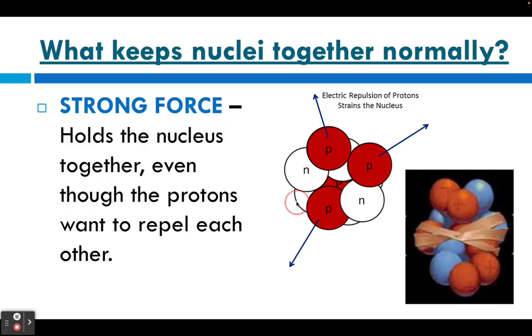And the strong force is a result of neutrons. So the number of neutrons adds stability and strong force to the nucleus. That's what's keeping the protons together. Otherwise, the protons would fly apart away from each other. It's kind of like this rubber band holding these balls together here. That would be analogous to the strong force.